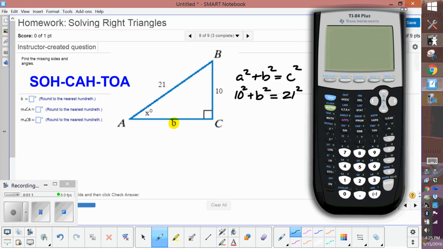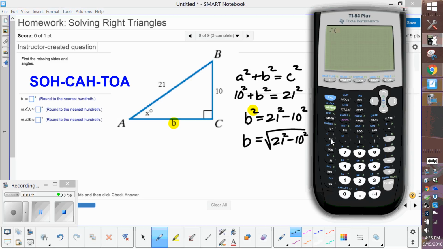We have to subtract 10 squared from both sides, so I get B squared equals 21 squared minus 10 squared. And then to get rid of this square, the opposite of squaring something is square root. So I'll square root 21 squared minus 10 squared, and we'll type that into our calculator. Second square, 21 squared minus 10 squared. Close your parentheses. And there's little b. And we will round to the nearest hundredth, which is 2 decimal places later.